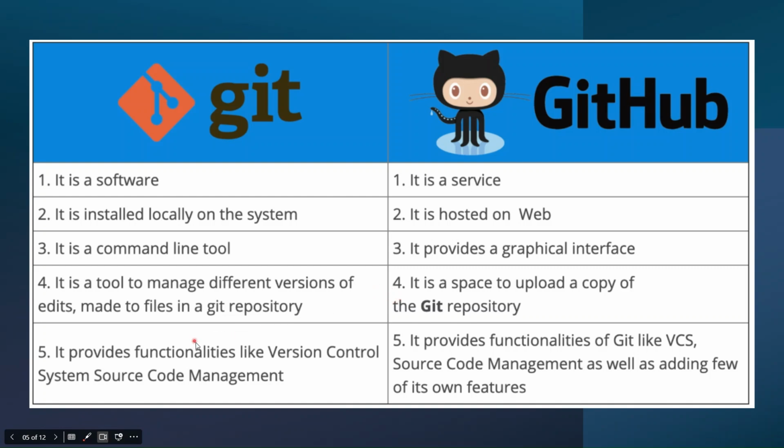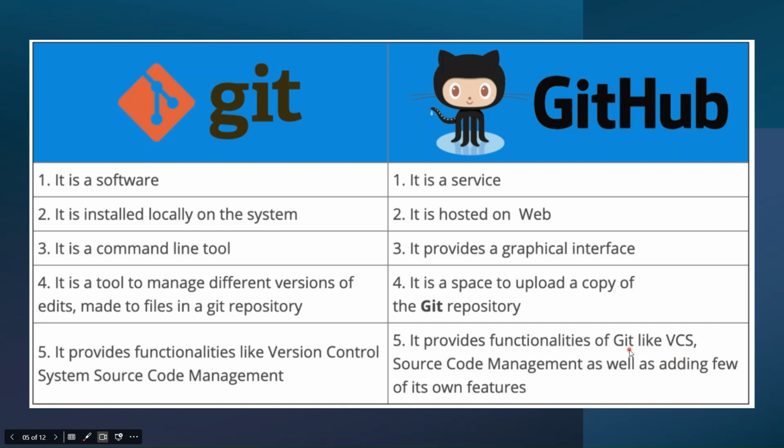And lastly, it provides functionalities like version control systems, source code management, like I said. But GitHub provides functionalities of Git, like version control systems, source code management, as well as adding a few of its own features. So the versions that are actually controlled by Git, they would also be visible on GitHub, and that's why you have this statement here.